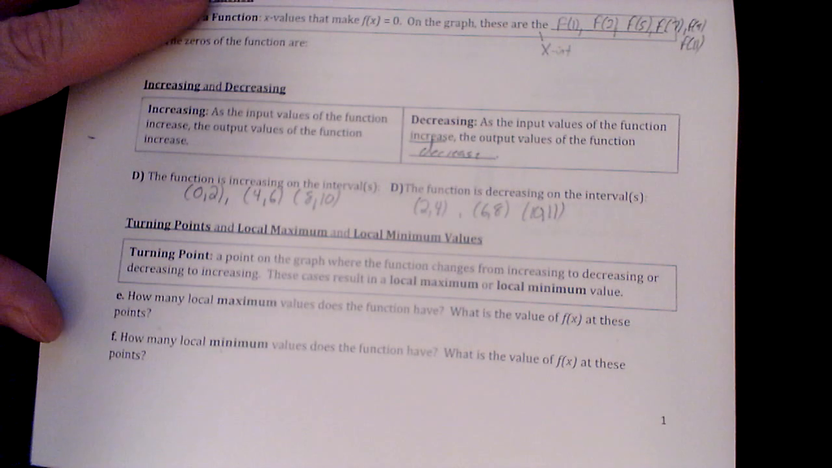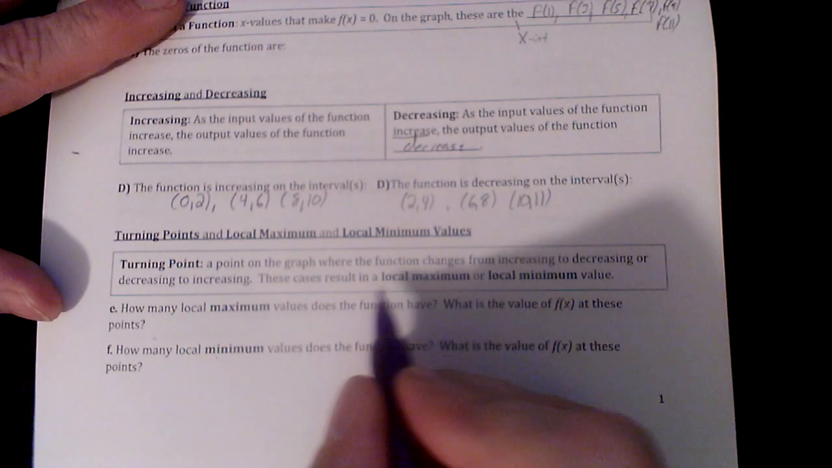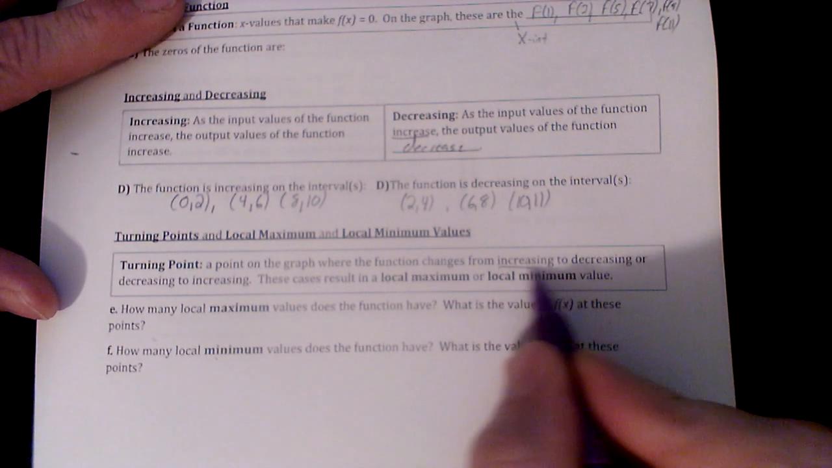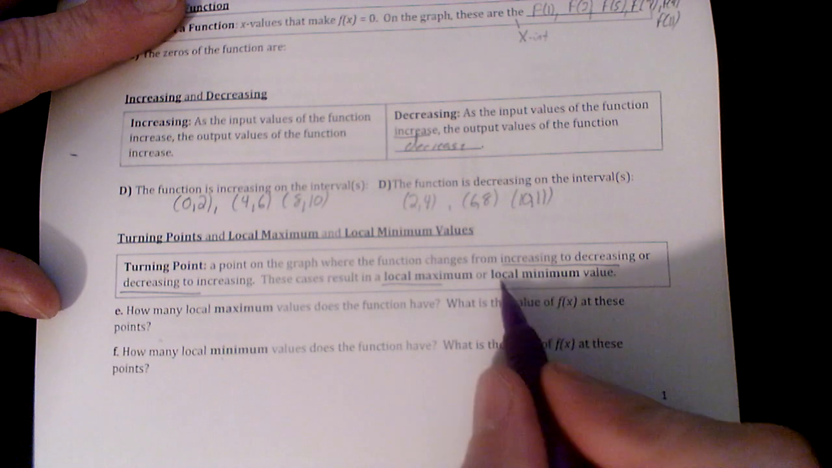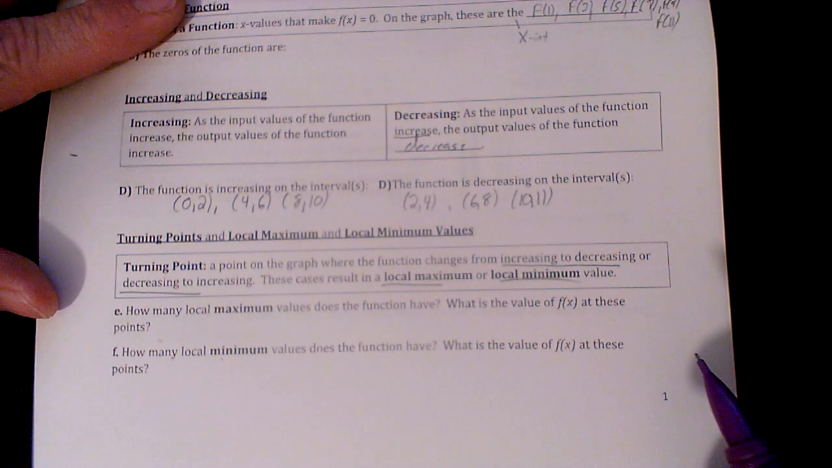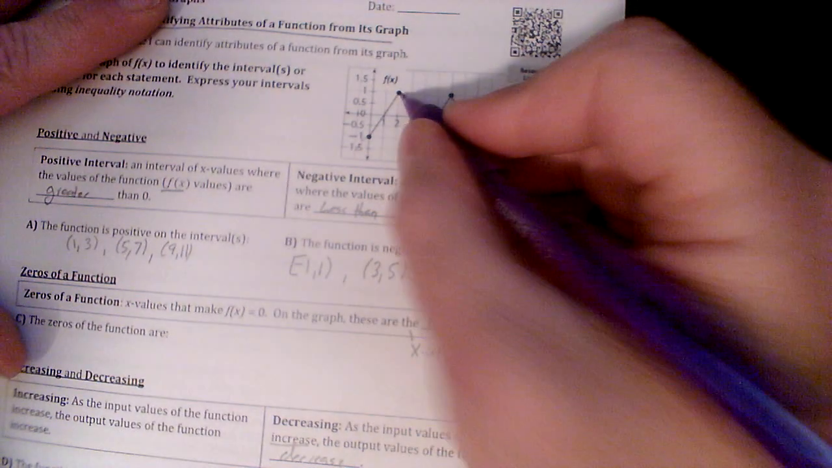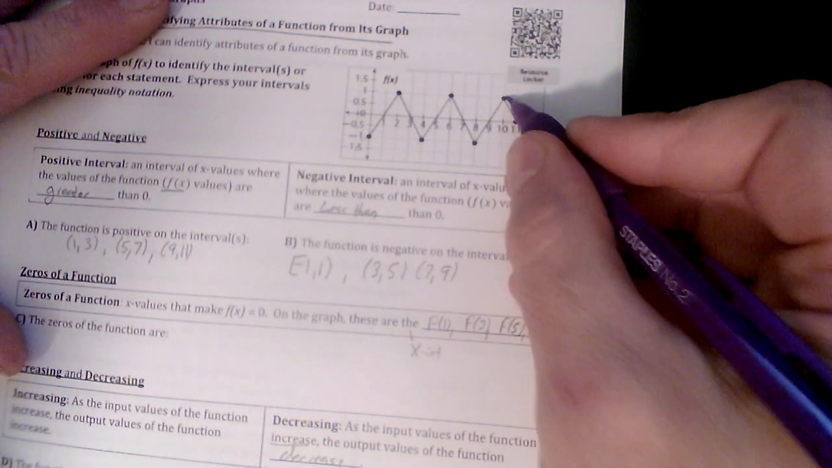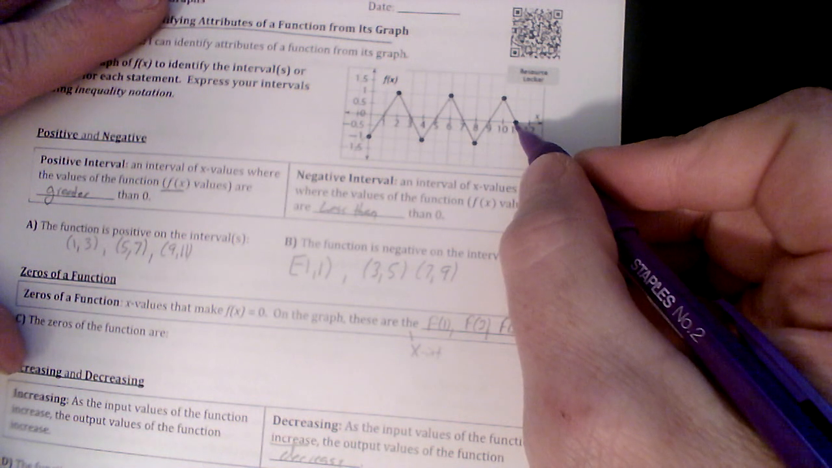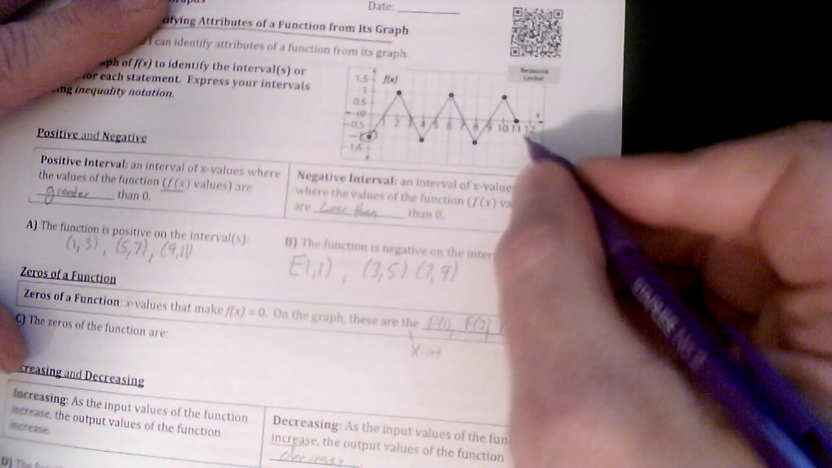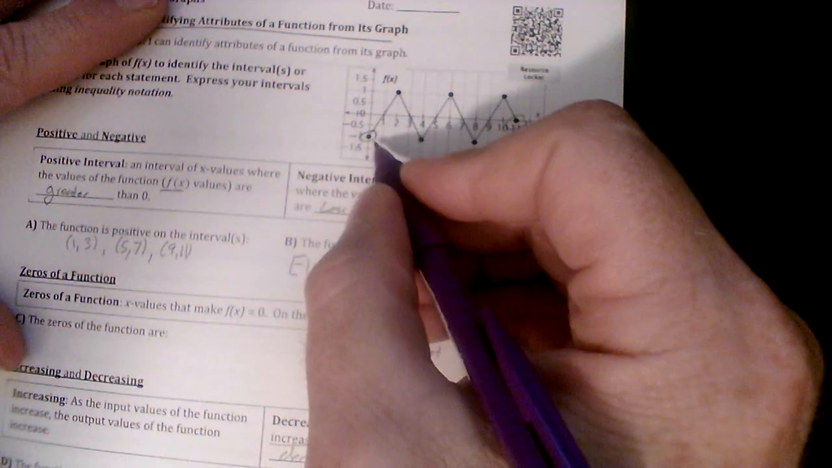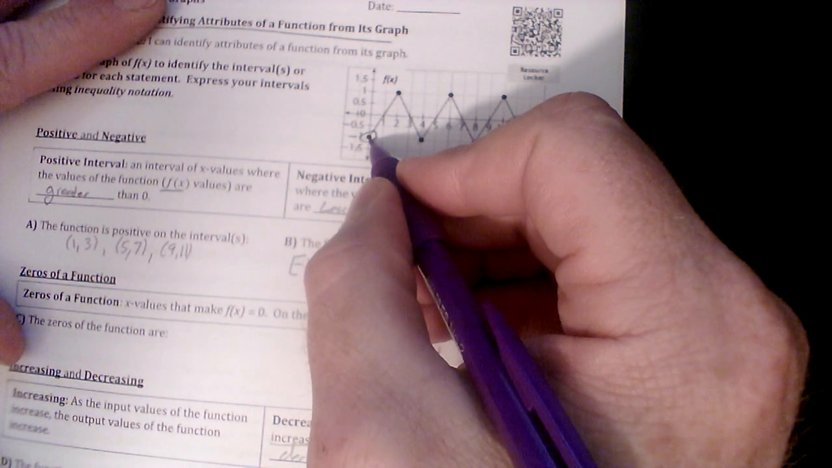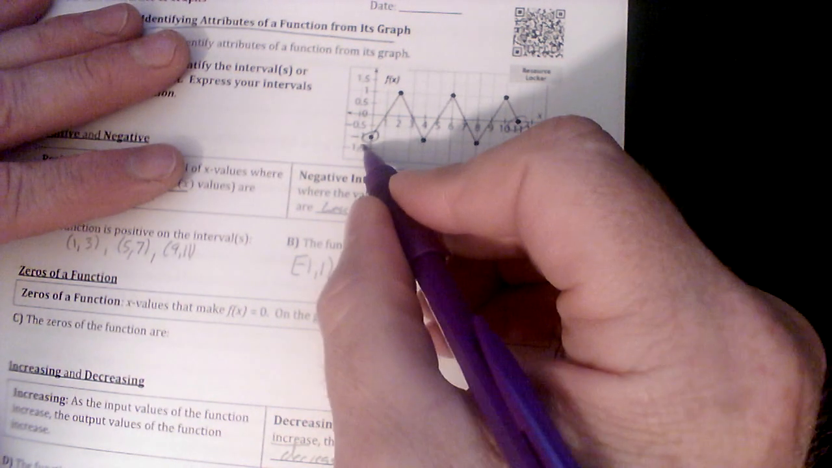Now there are turning points. These are called local maxes and local mins. A turning point is where a function changes from increasing to decreasing, or decreasing to increasing. These are local maxes if it's at the top, or local mins at the bottom. Turning points are here, here, here, here, here, and here. I would include this as a local min. I'm going to look that up later, but I've always been taught that those are local mins because they're lower than any other points around them, but they're not really turning points.